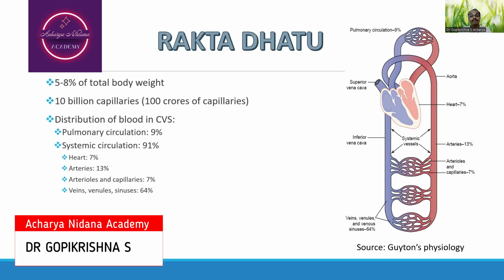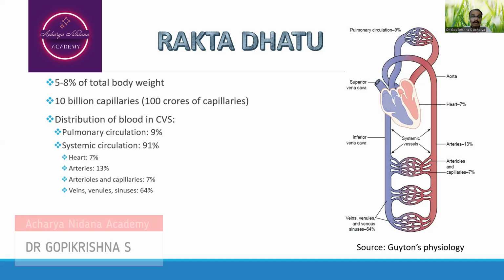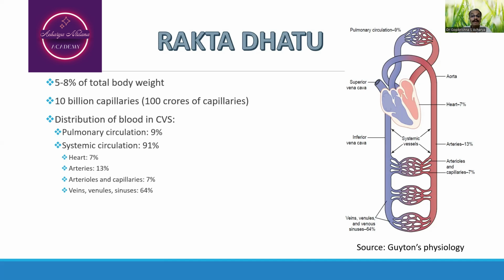When you think about the distribution of blood in the cardiovascular system, nearly around 9% of the blood is present in the pulmonary circulation, whereas 91% is present in the systemic circulation. Among the 91%, the heart contains 7% of the blood, arteries contain 13%, arterioles and capillaries contain 7%, whereas the maximum amount of blood is present in the veins, venules and sinuses, around 64% of the blood. So that means it is not equally distributed in the cardiovascular system. It is distributed in a disproportionate manner.